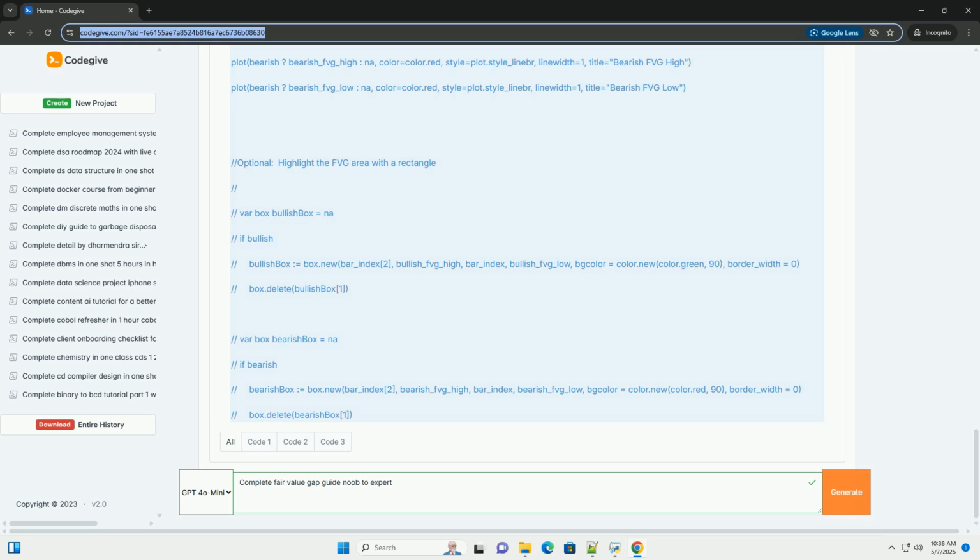7. Commented out section, box highlighting: this section demonstrates how to use the box.new function to draw rectangles to visually highlight the FVG area. It's commented out to keep the code cleaner, but you can uncomment it if you want to use it. box.delete(bullishBox1) deletes the previous box, so you only ever have the latest FVG highlighted.